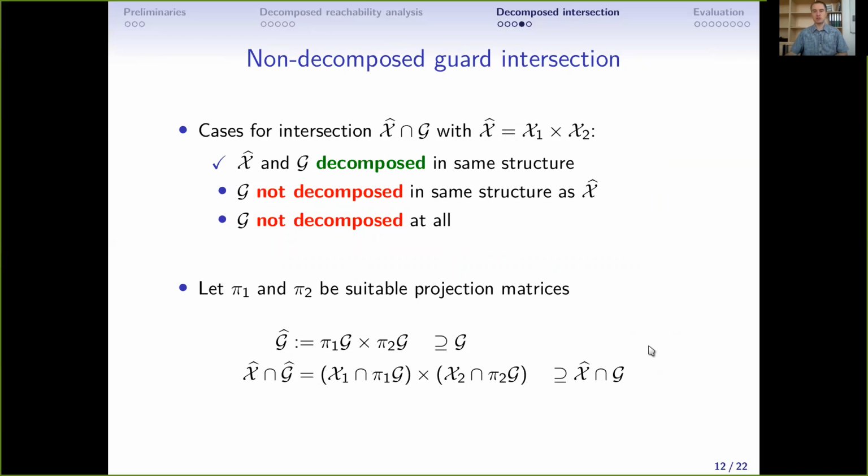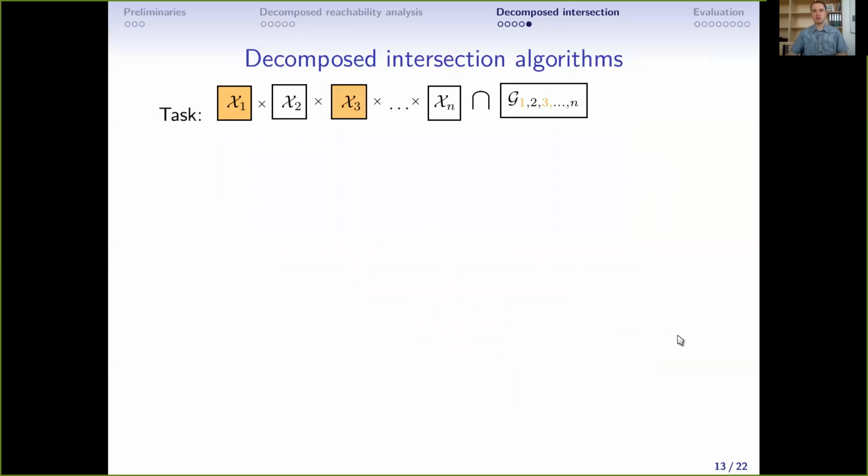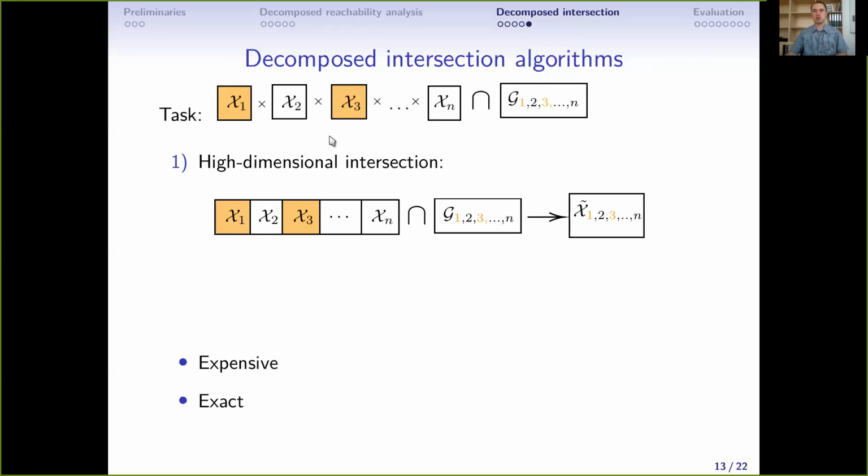So using this idea, we can now come up with two algorithms. Let's say that this is the setting. We have this decomposed set X, which is a Cartesian product of lower dimension sets. Let's, for illustration, just say this is just one dimension each. And we have this high dimensional guard, which, let's say, is constrained in dimension 1 and 3. So the interesting sets will be X1 and X3. First, the high dimensional algorithm would just say, we take this Cartesian product and we take the intersection with the guard, and this gives us a high dimensional set. This is of course exact, but it's very expensive because it scales with the number of dimensions.